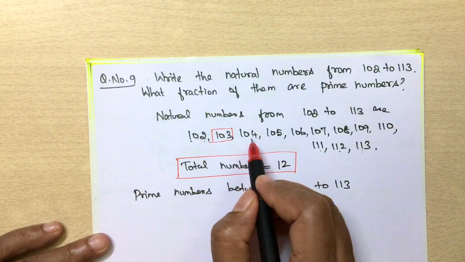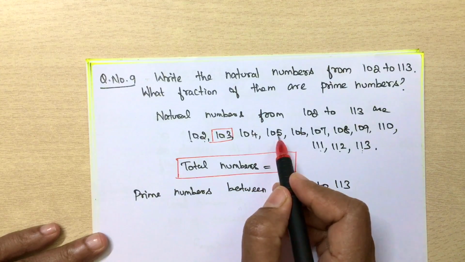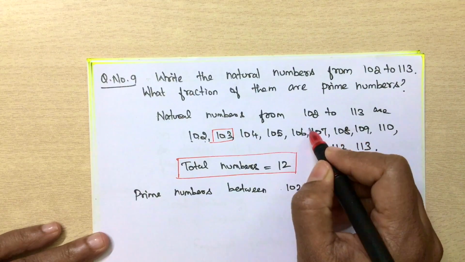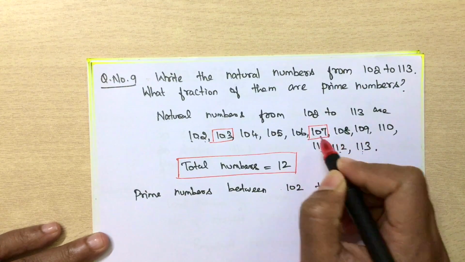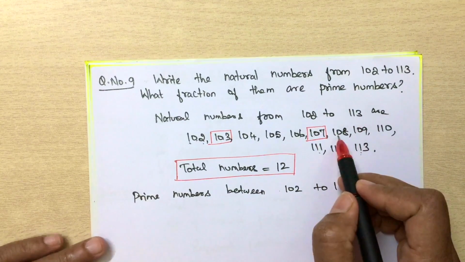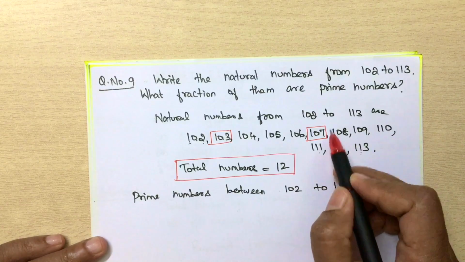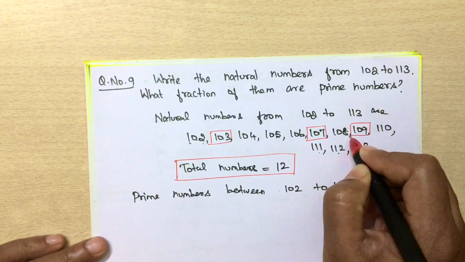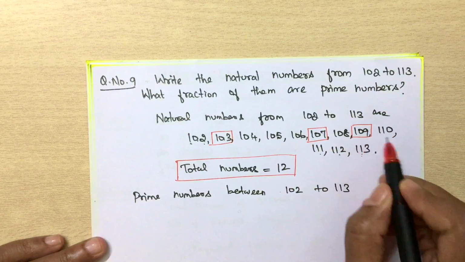104 is again not a prime number. 105 is not a prime number. 106 is again not a prime number. 107 is a prime number. And what about 108? It is not a prime number. It can be divisible by 1, 2 and many other numbers. 109 is a prime number. It can be divisible by 1 and the same number only.